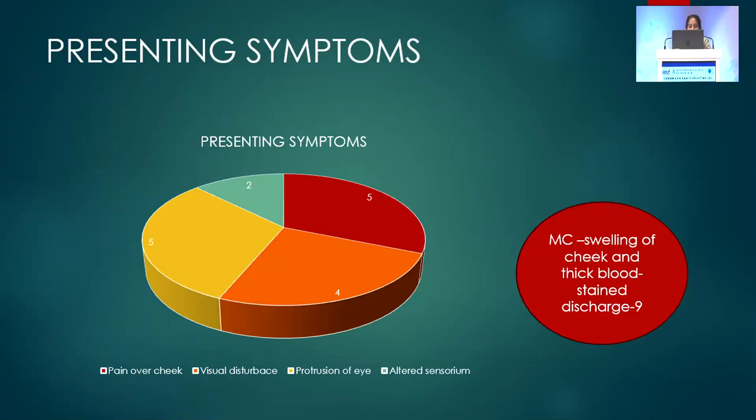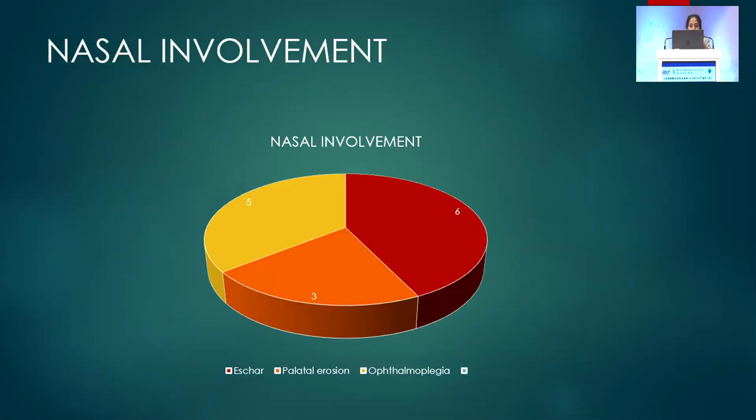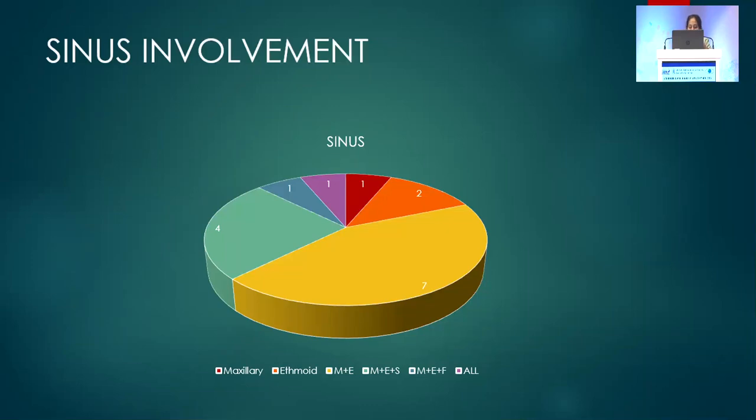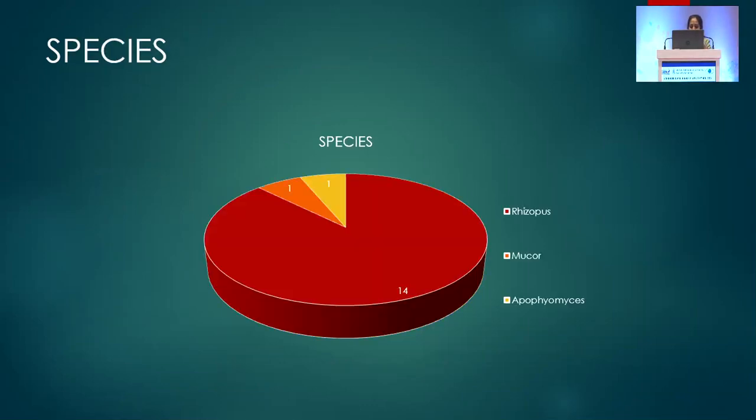The most common presenting symptoms were swelling of the cheek and thick blackish discharge, in 9 patients. The rest came with associated symptoms like visual disturbance, protrusion of the eye, pain over the cheek and altered sensorium. Nasal involvement was more common. Palatal involvement and ophthalmoplegia were seen in 5 patients. On the ENT side there is also sinus involvement; the maxillary and ethmoidal sinuses are most commonly involved. Coming to species, Rhizopus was the most commonly involved.